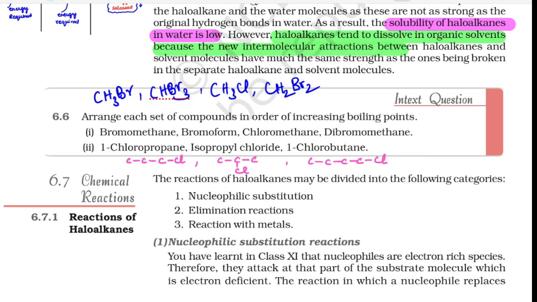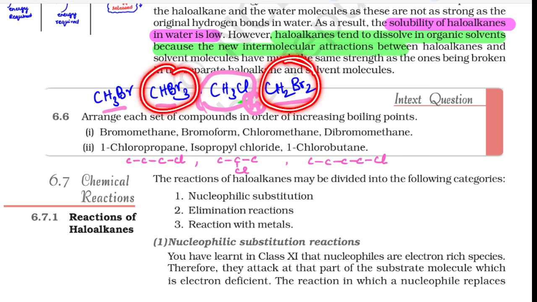So which is having more boiling point here? Let us compare. Which is having more mass here? Here chlorine is present, and in all the others bromine is present. Chlorine has less mass when compared to bromine. Therefore this will be position number 4, with the lowest boiling point. So let us compare these three now.